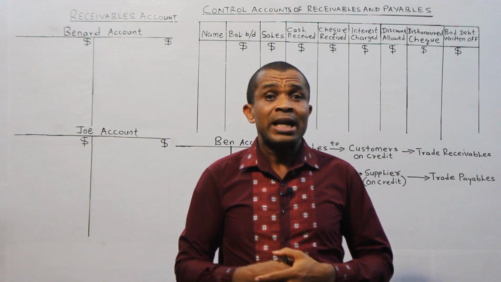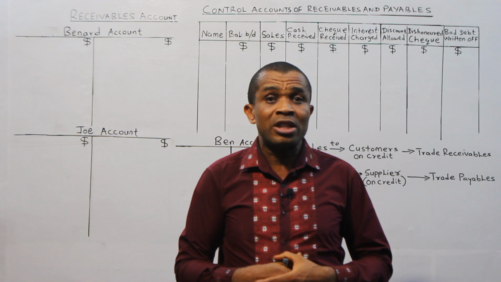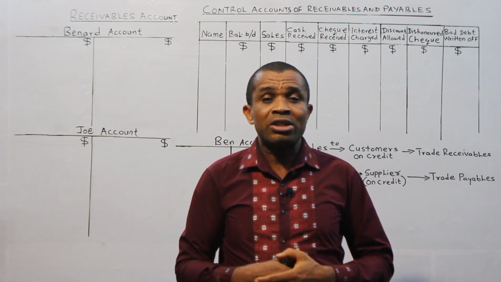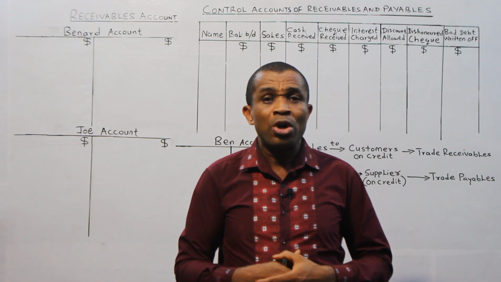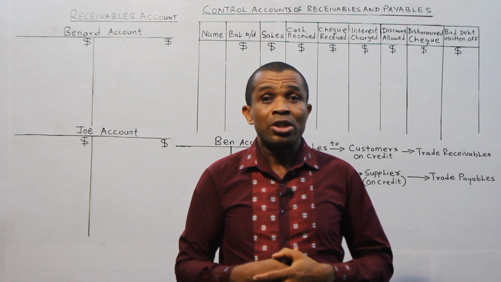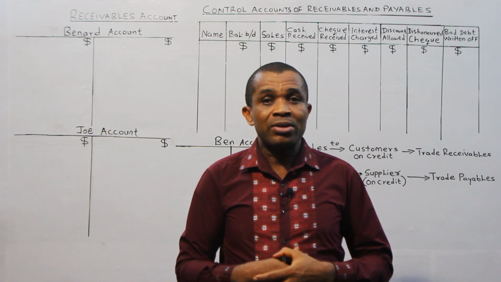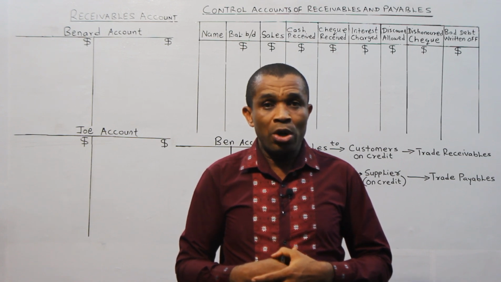Such transactions that will increase the amount receivables are owing include things like sales on credit, and such transactions that will reduce or decrease the amount receivables are owing include transactions such as cash receipt, check receipt, discount allowed, and so on.